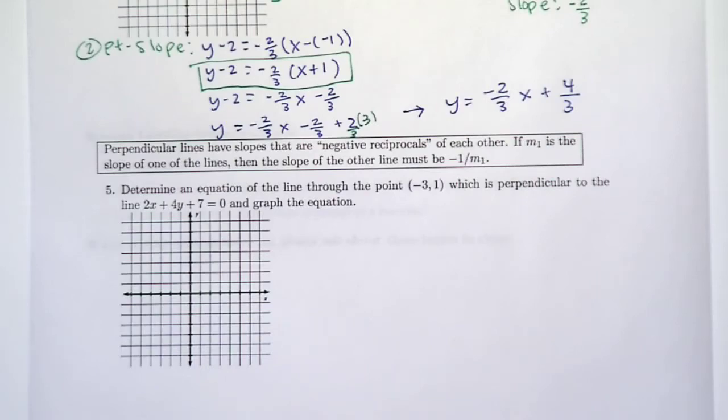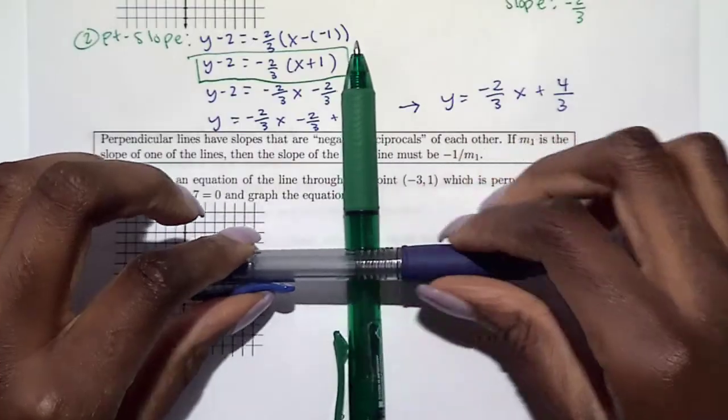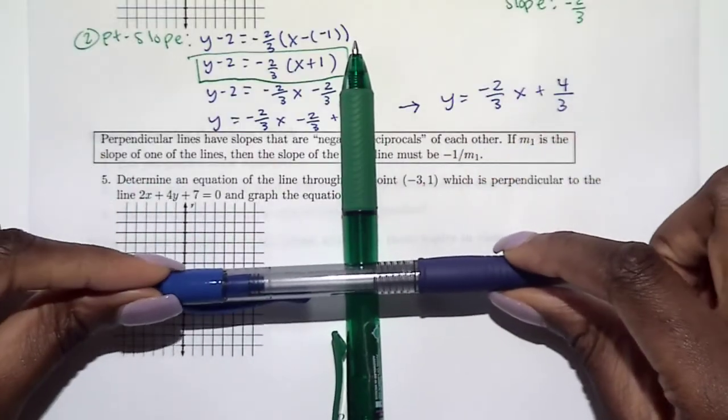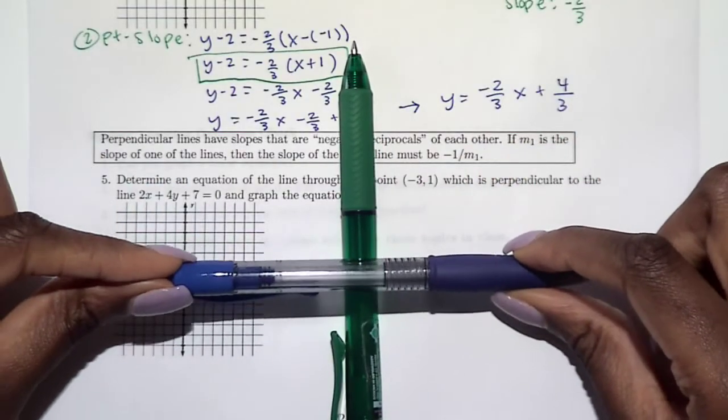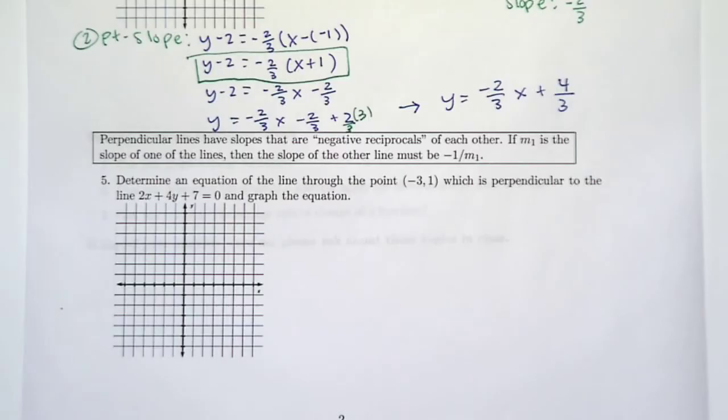All right, so now let's talk about perpendicular lines. So these type of lines look like this. They perfectly cross each other and make a right angle, which we'll talk about later in this course. Perpendicular lines have slopes that are negative reciprocals of each other. So if M1 is the slope of one of the lines, then the slope of the other line must be negative 1 over M1. So basically, you flip the slope and make it negative.